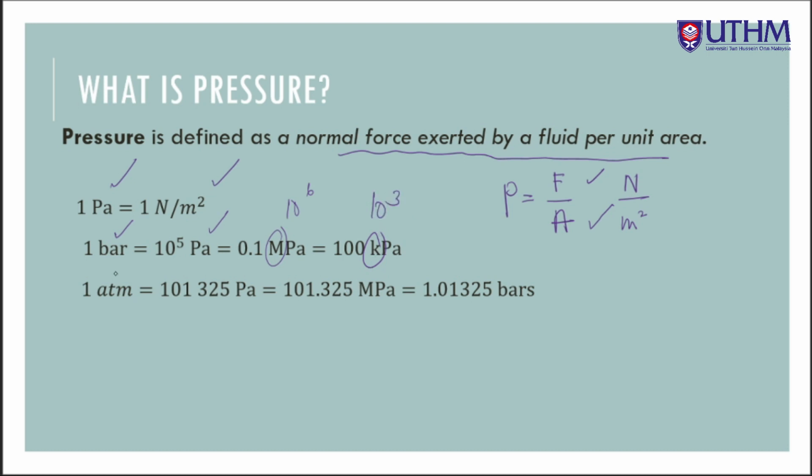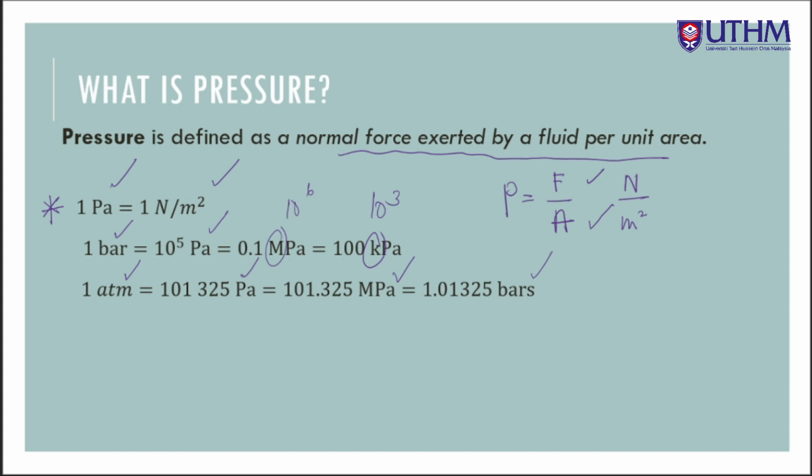Okay, so in other units, pressure juga kita boleh kira dalam unit atmospheric pressure. One atmospheric pressure is equal to 101,325 Pascal, ataupun ini kepada megapascal ataupun kepada bars. Semua ni interrelated. So usually yang kita akan refer to basic unit is either Pascal or Newton per meter square.